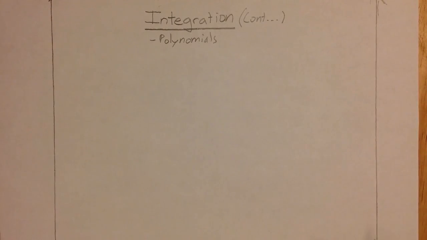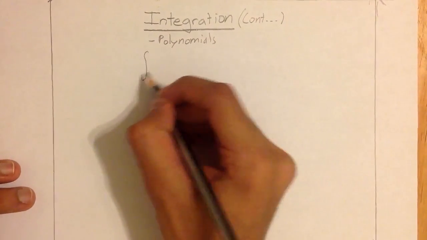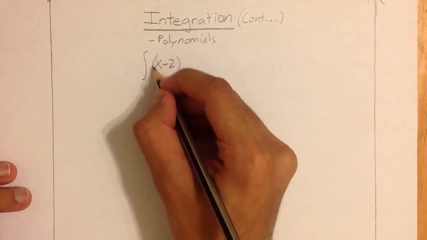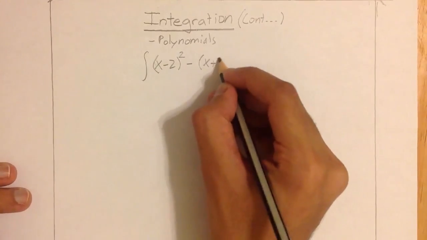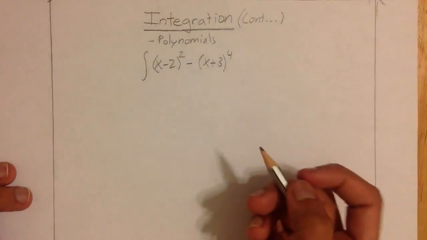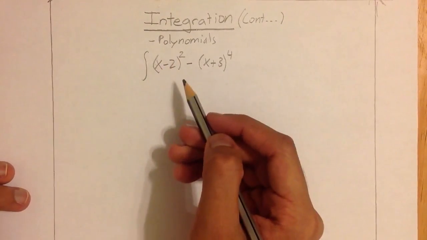Let's look at some more complex polynomials where we can use the same method. Let's say, for instance, we want to find the integral of x minus 2 squared minus x plus 3 to the 4th. We can use the same method, just treating the inside of the parentheses as our x.